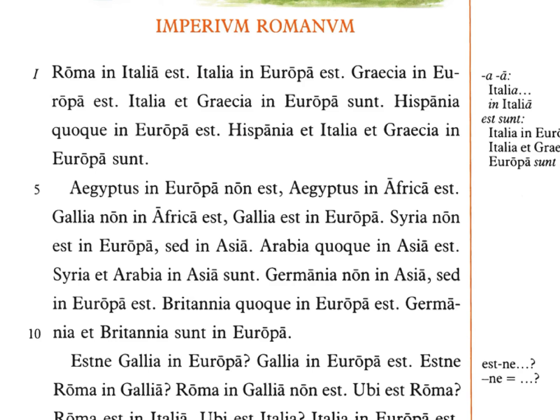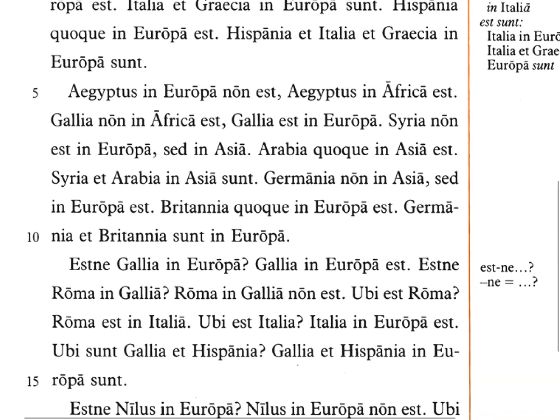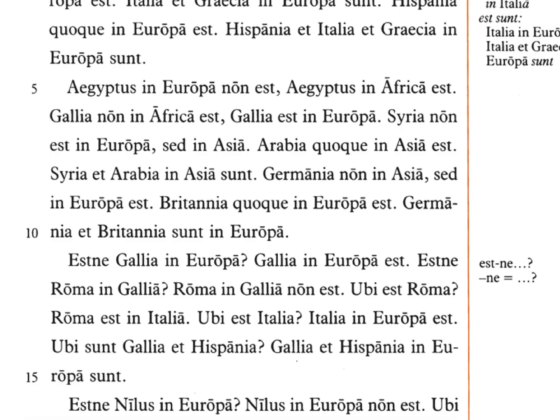Britannia quoque in Europa est. So Britain also is in Europe. Germania et Britannia sunt in Europa. Germany and Britain are in Europe. Esne Gallia in Europa, is Gaul in Europe? Gallia in Europa est. Gaul is in Europe.